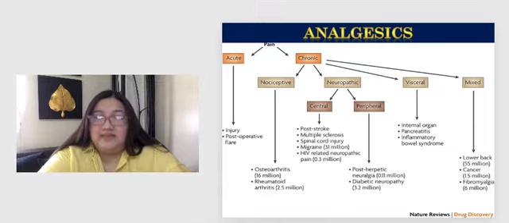Neuropathic, may kinalaman sa nervous system. Central involves the brain and the spinal cord. Peripheral involves the nerves. Yung visceral naman, yung mga nararamdaman mong sakit sa loob ng katawan. Usually, the organs, no, the internal organs, and mixed would involve sakit ng likod mo, cancer pain, or muscle pain. Alright?